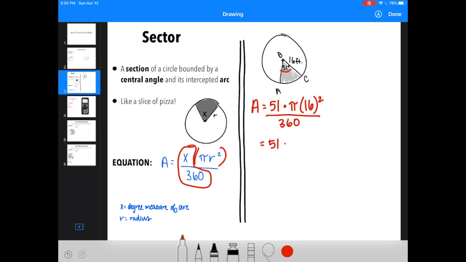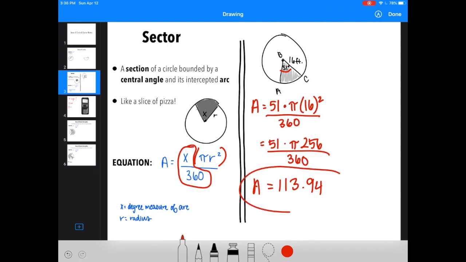So if I'm going to simplify it down, 51 times pi, 16 times 16, or 16 squared, gives me 256 divided by 360. Here is where I would probably just plug it in my calculator. So 256 times pi times 51 divided by 360 gives me a final answer of 113.935, so that will round up to 4. So my area of just that section is going to be 113.94 feet squared.